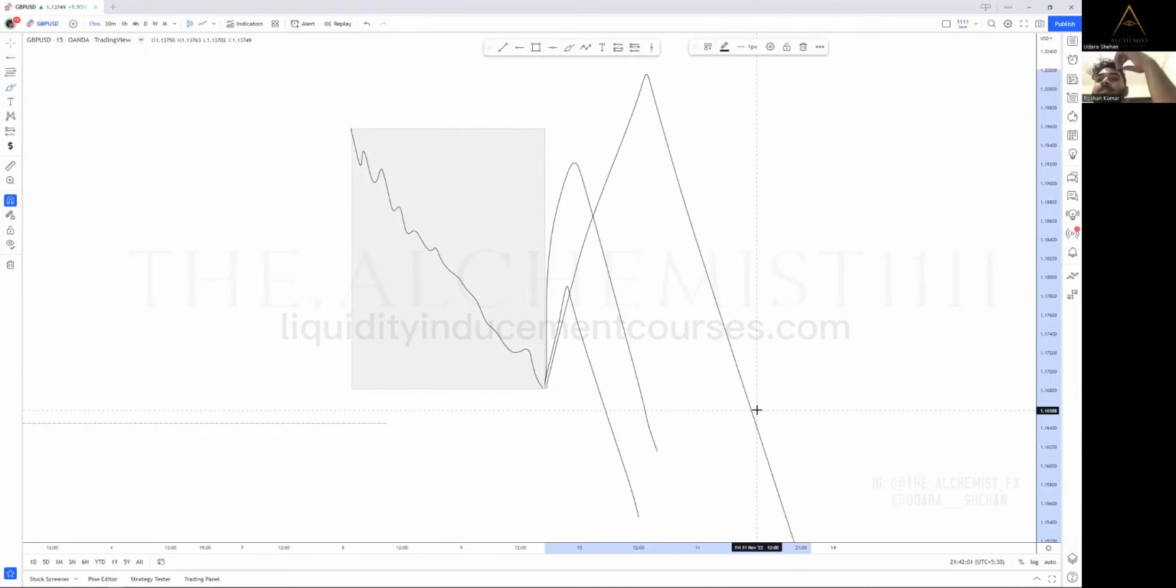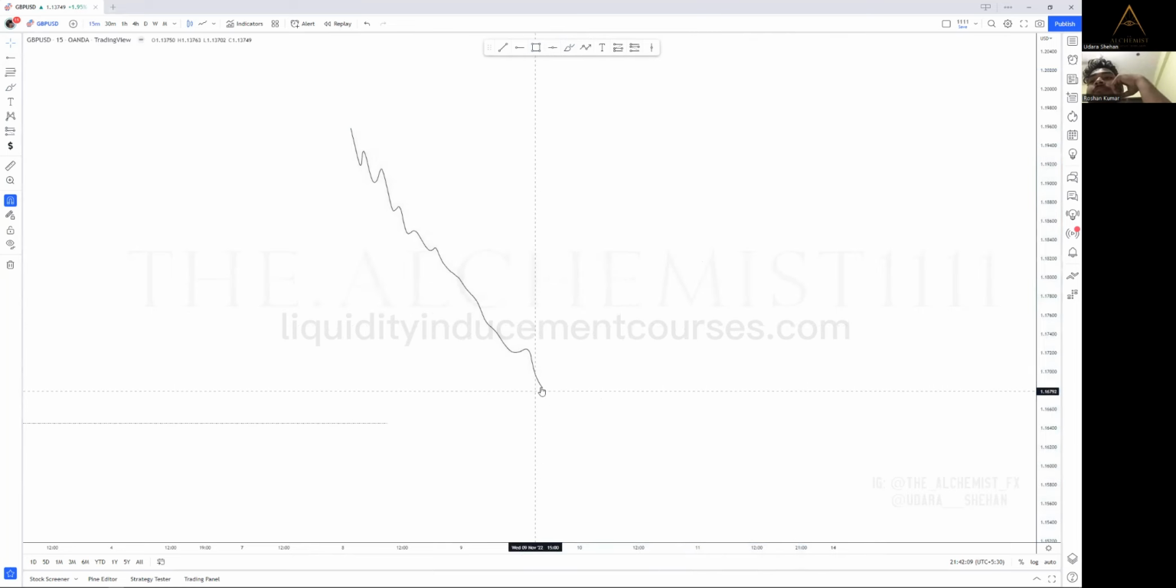So when Asia is moving too much, just stay out. Just pick some other pair if you really want to trade, because the London setup will not be that clear. So these will be the different types of setups that we're gonna deal with. I'll show you examples.